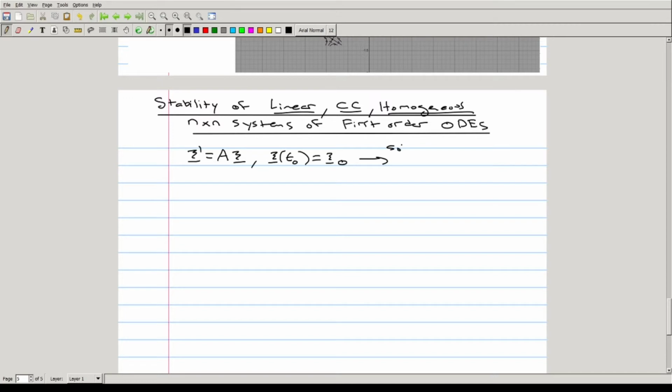And recall that we showed the solution of such systems is of the form xi of t for initial condition xi naught is equal to e to the A t, this is the matrix exponential e to the At matrix, multiplied by the initial condition xi naught. And we'll be considering this for systems where the determinant of matrix A is non-zero.